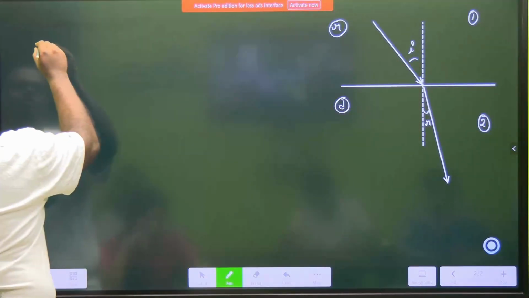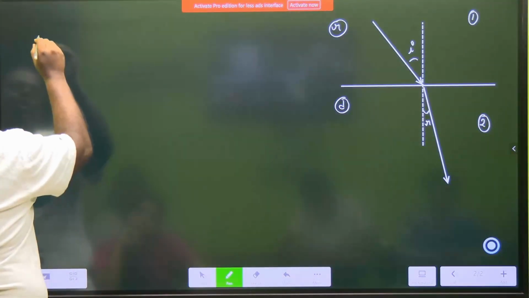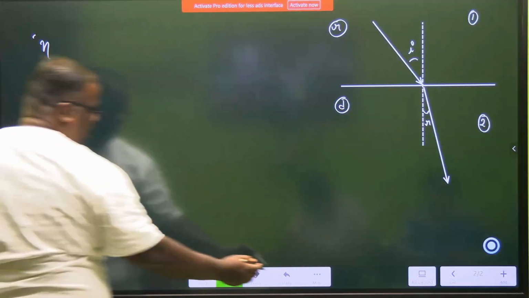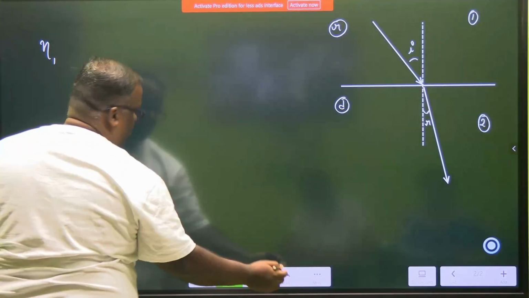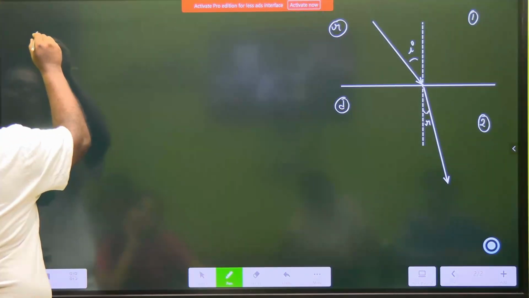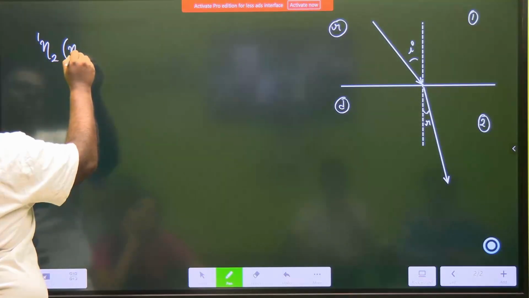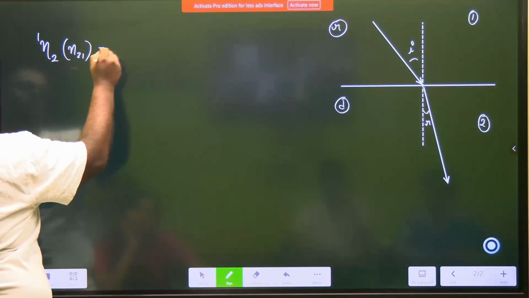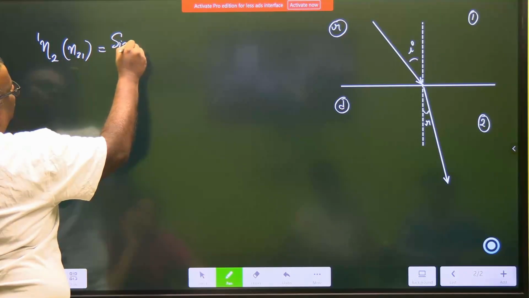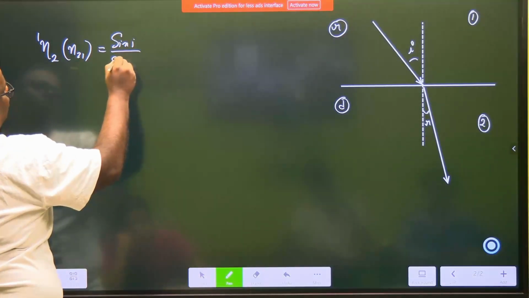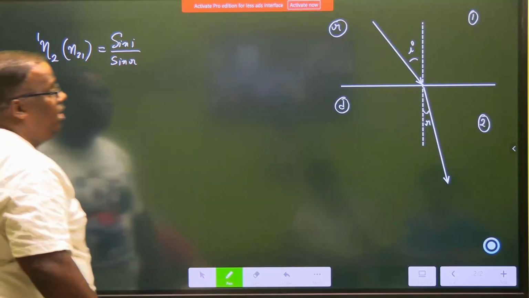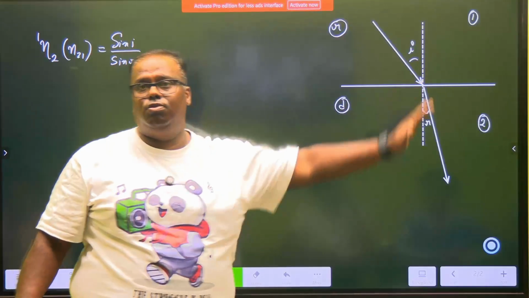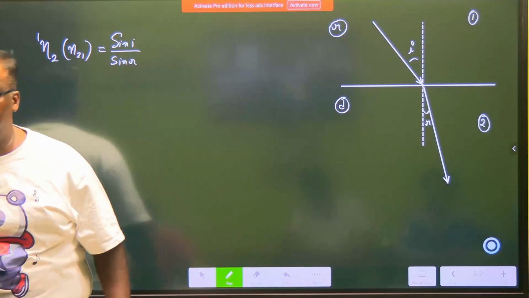Snell's law tells me that eta 2 with respect to 1, which in your book will be written as eta 2 1, okay, is given by sine of angle of incidence over sine of angle of refraction. Remember, incidence is always happening from medium 1. Is this clear? So far understood?